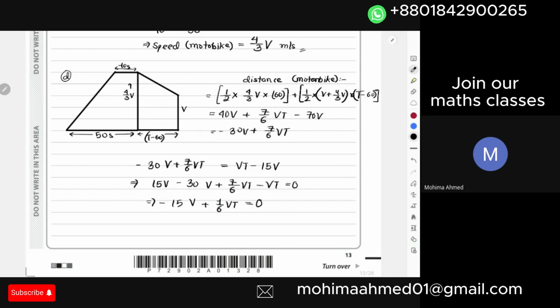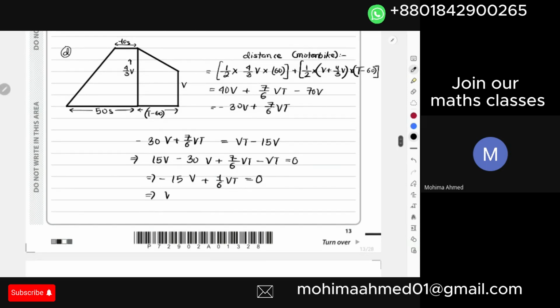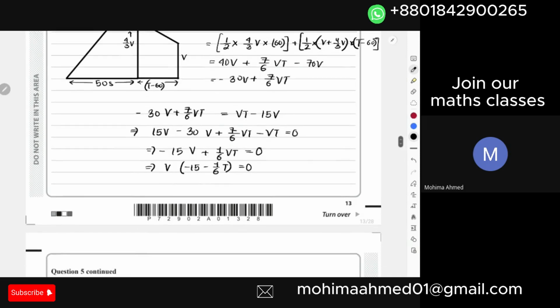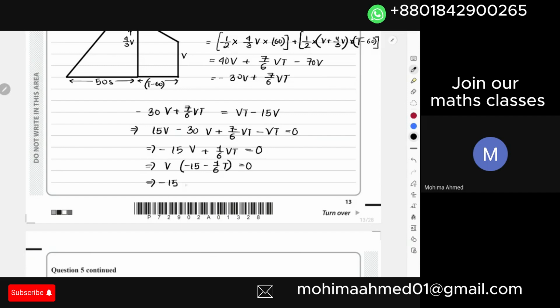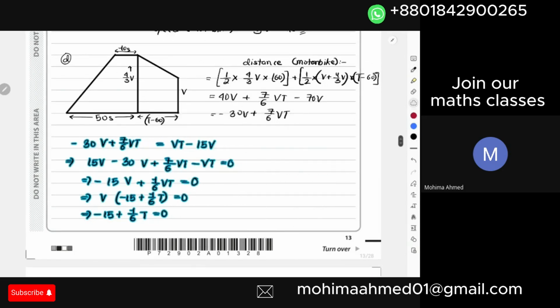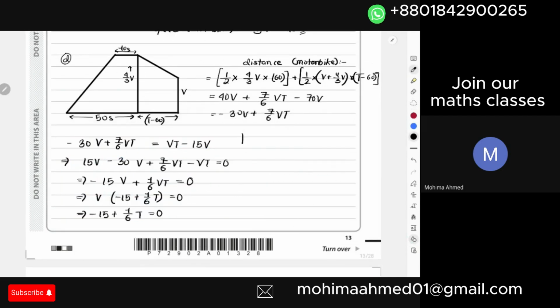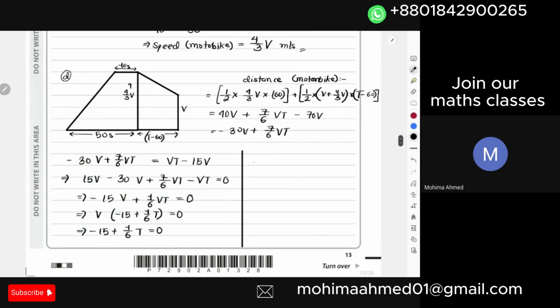Otherwise, the other cases are clear, right? Yeah, we have this 1 by 6. So I think 15 divided by 1 by 6 gives you the answer. So we can just take v as a common factor: 15 minus 1 by 6 t equals 0. So v vanishes. In the next line, we have minus 15 plus 1 by 6t equals 0. And then in the next line, we just make t the subject of this formula. So t is 15 divided by 1 by 6, which is your 90 seconds.